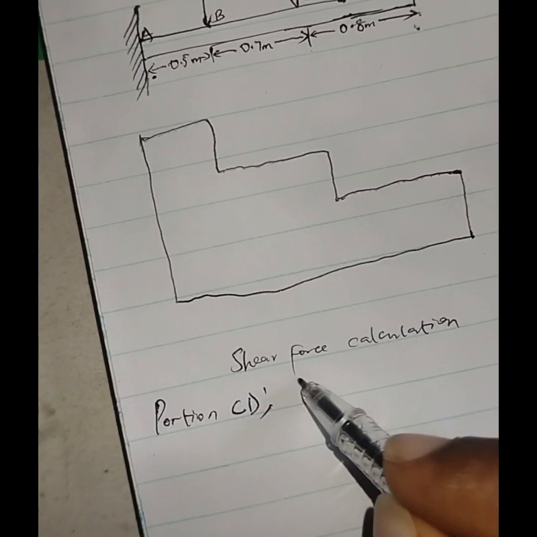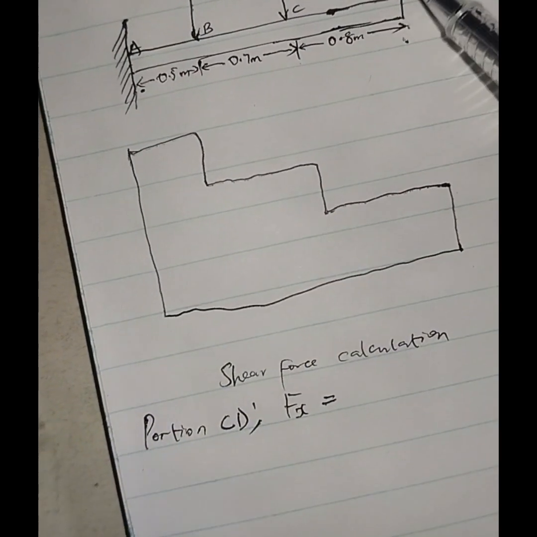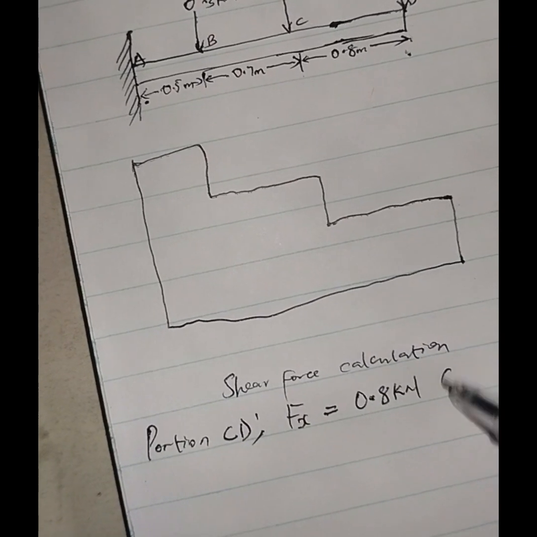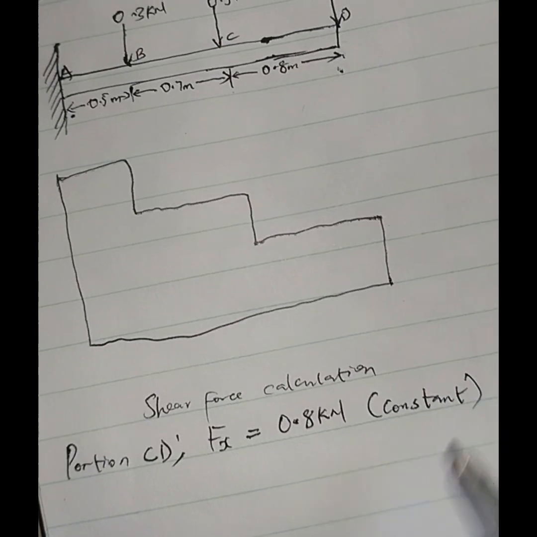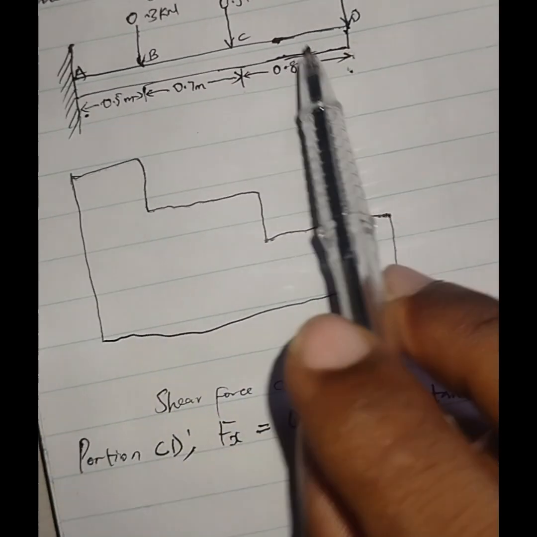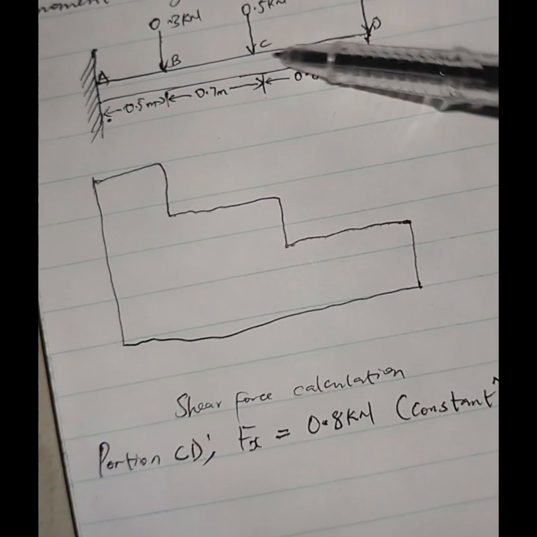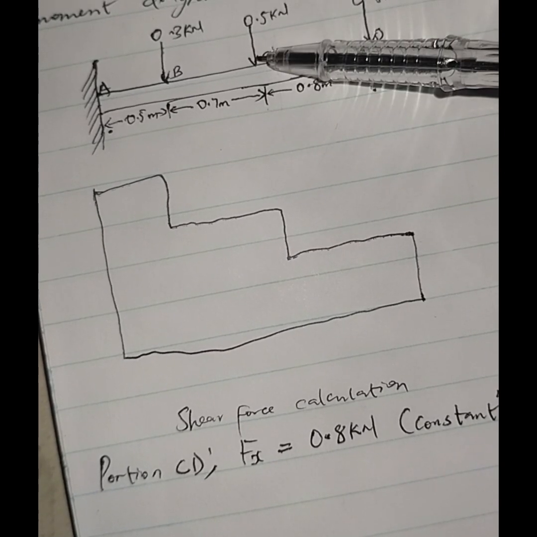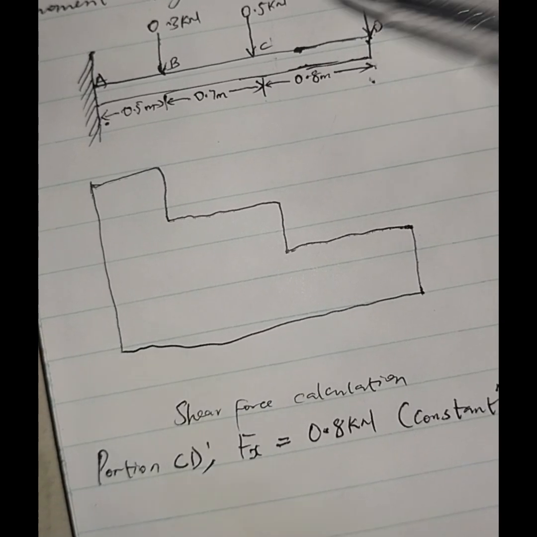Now f of x is equal to 0.8 kilonewton, which is constant. You are looking at only CD. You close your eyes as if you are not seeing this C. It's as if you are cutting this beam from this edge, so you're not seeing the C part of it. You're only seeing the D. That is why it's only 0.8. So that is how we're doing it.